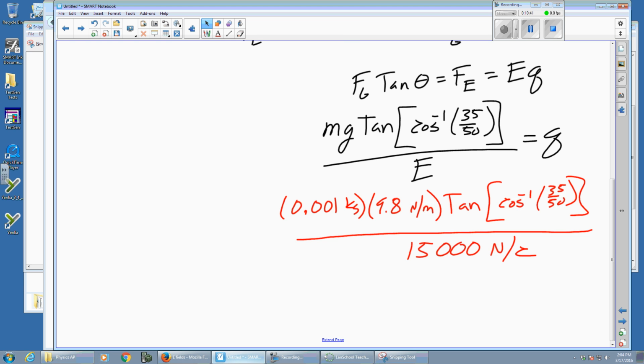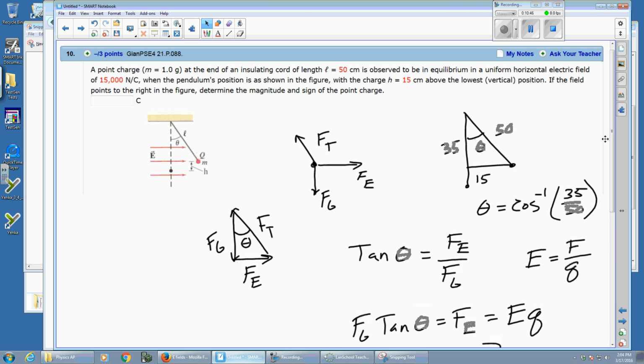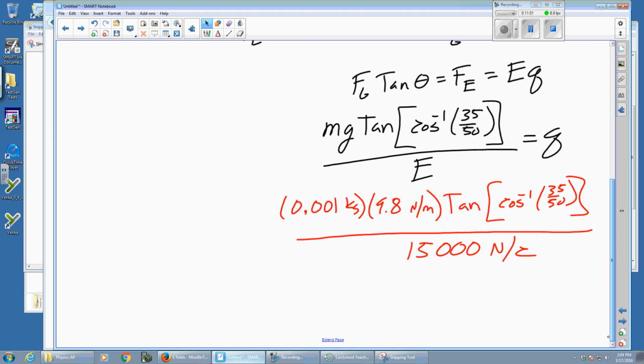I did a little geometry back up here, and they told me that mine vertically was 15 centimeters above the lowest point it could be at. So think of it like a pendulum. So when the string is 50 centimeters long, that's the geometry. Well, you've got centimeters over centimeters, so you can just leave them.